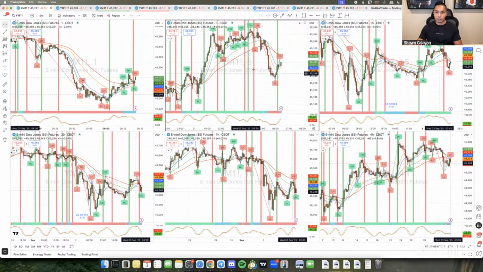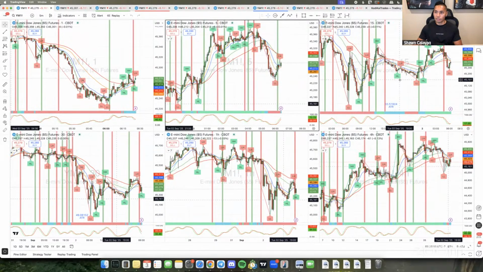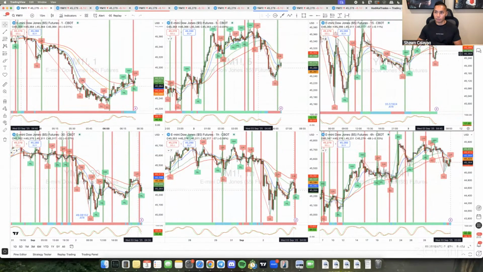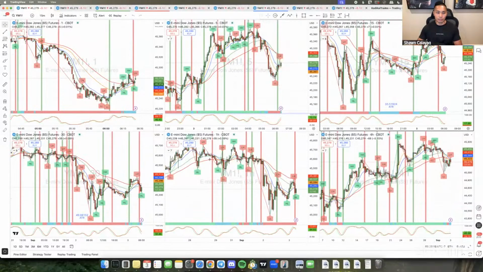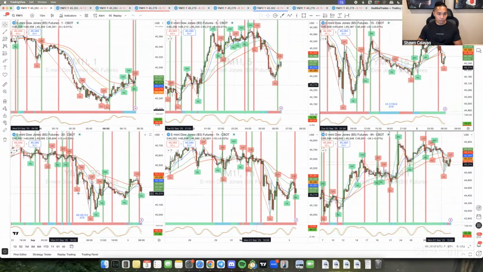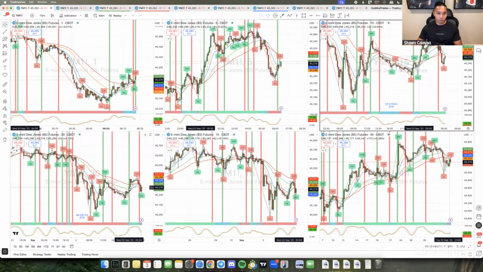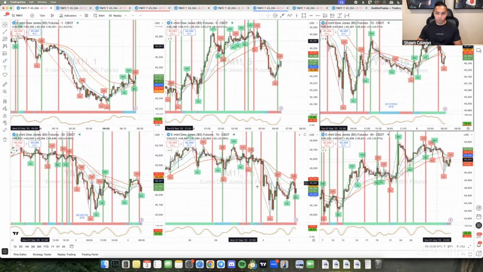Same with the 5 minute here. It's currently neutral. 15 minute is bullish. Price is below the pivots, but it looks like it's attempting to split back up. Looking over here at the 30 minute, it's more of a bearish neutral. 1 hour is bearish, and the 4 hour is neutral.